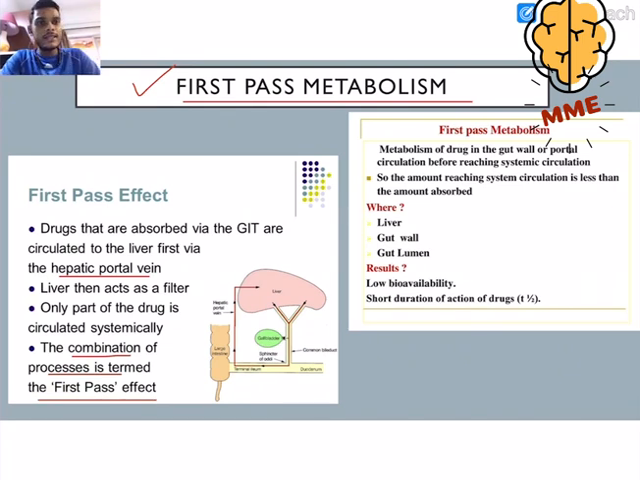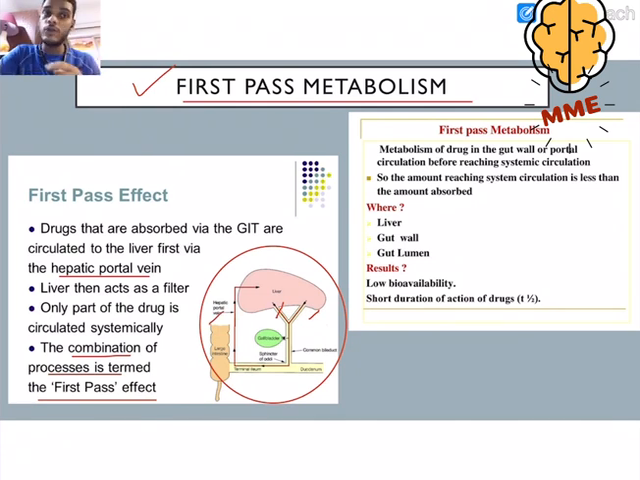And this is again a very beautiful diagram, which you can include in your answers. Obviously, you will be getting extra marks for this. So this is the liver, and as you can see, this is the common bile duct, and this is the hepatic portal vein via which drugs are getting into the liver from our gastrointestinal tract.